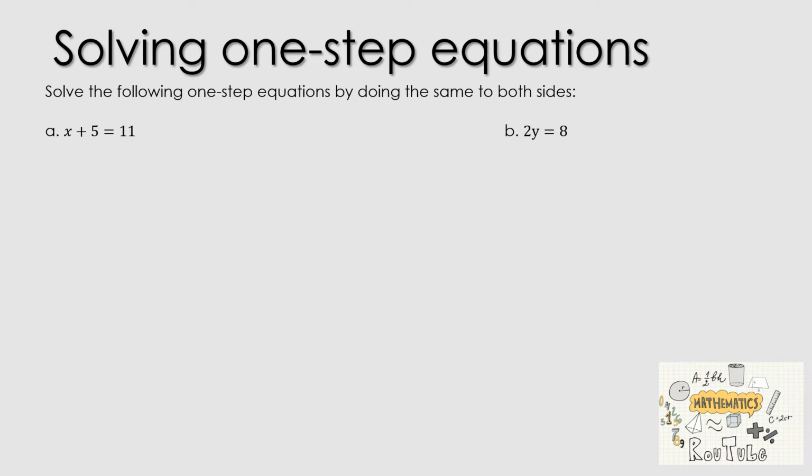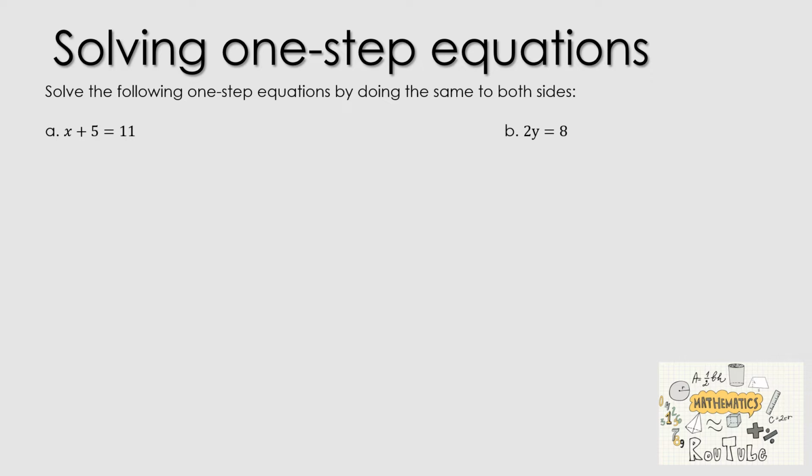X plus 5 equals 11. Okay, and the reason why it's called a one-step equation is because there is only one thing that is currently happening to X. Okay, and hopefully you can identify that 5 is being added to X. So we've got X plus 5 equals 11. So our main objective is to find the value of X.